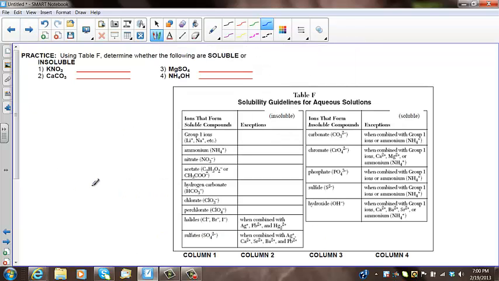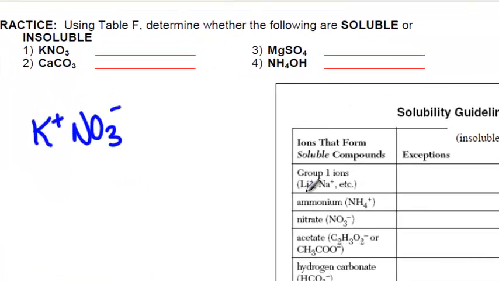Let's take a look. So I have KNO3. So this is made up of K plus and NO3 minus. I don't have any K's in my groups here, but I do have NO3 right here. NO3 is soluble, no exceptions, so that means that this is soluble.